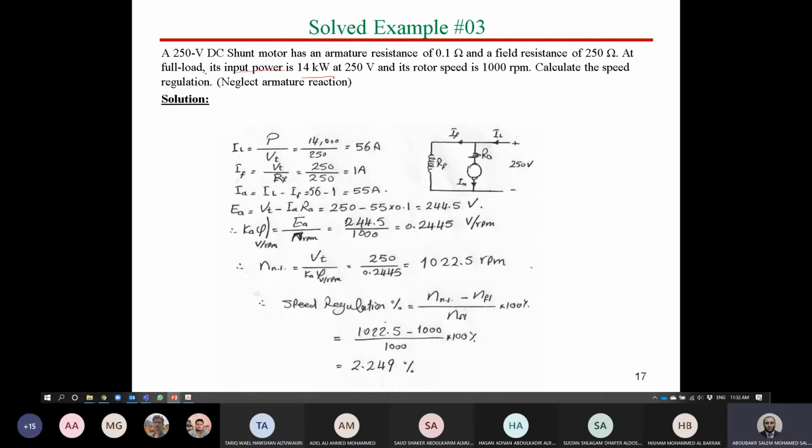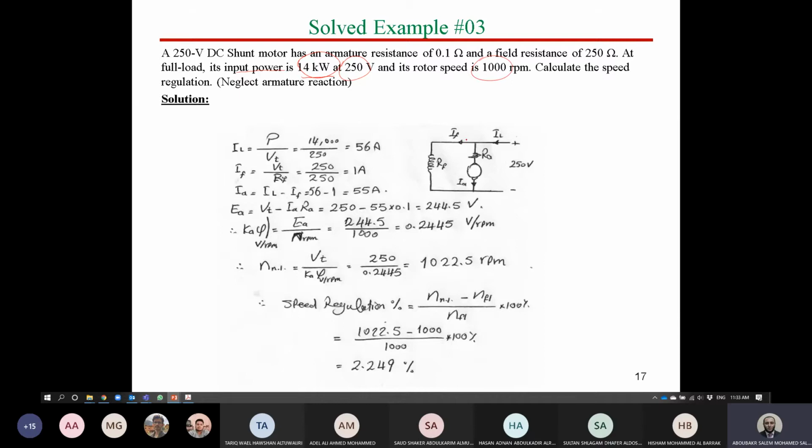So this is now considered as one complete operating point. You know the power input, you know the voltage and the motor speed. What is needed here? Calculate the speed regulation. Similar, guys: now you have an operating point, you have the motor input power, you have the voltage, you have the RPM. So easily you can get the input current, then the armature current and field current.